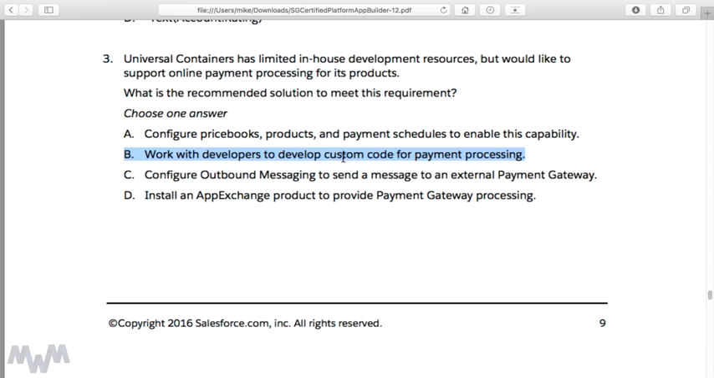So these are both partially right. And then as well, you could configure an outbound message from Salesforce to send a message to an external payment gateway. That would be an external system. And we'll deal with outbound messaging more when we're talking about workflow actions specifically in this course. But that is another functionality where you could send a message out of Salesforce and it would talk to another system, but it's not quite there.